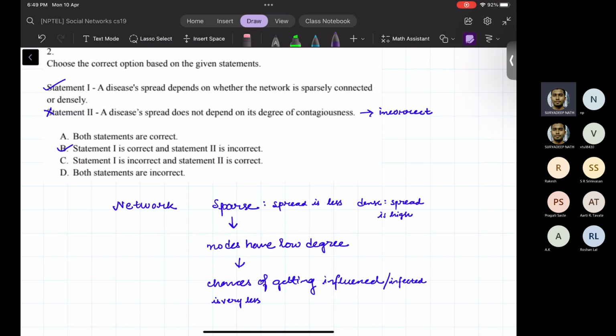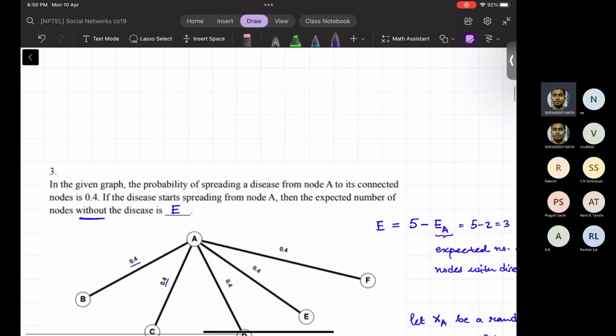In statement 2, it says that disease spread does not depend on the degree of contagiousness. Obviously, from common sense, this is an incorrect statement, because a disease that has high contagiousness, like a viral fever, can easily spread from one node to another. Nodes represent the people in the social network. It can easily transmit from one node to another. Whereas with a disease of low contagiousness, it will be very difficult for it to spread from one node to another. Therefore, statement 2 is incorrect. So the right answer is statement 1 is correct and statement 2 is incorrect.